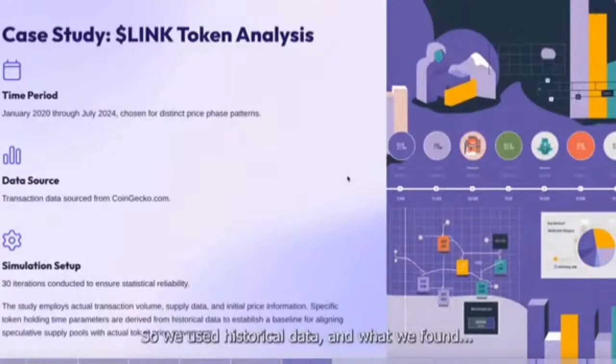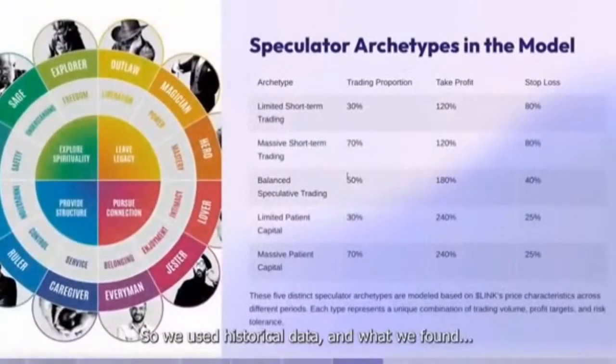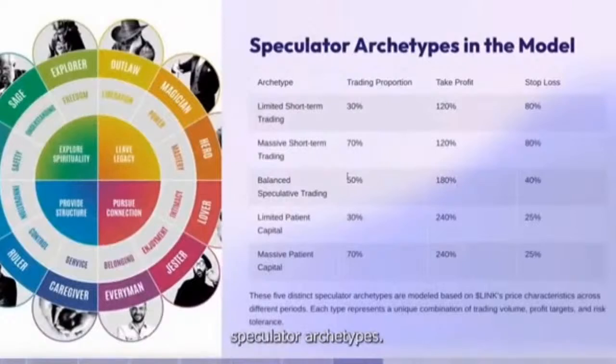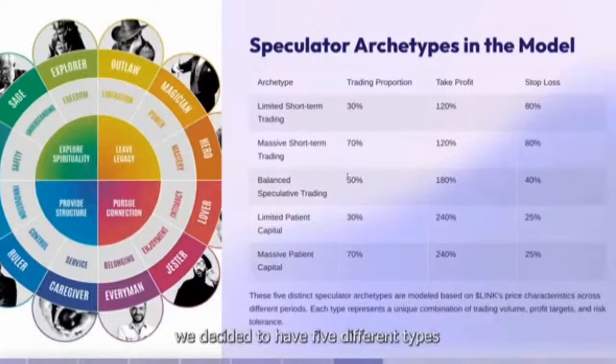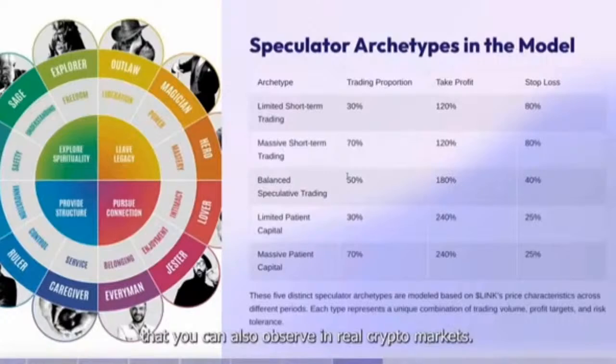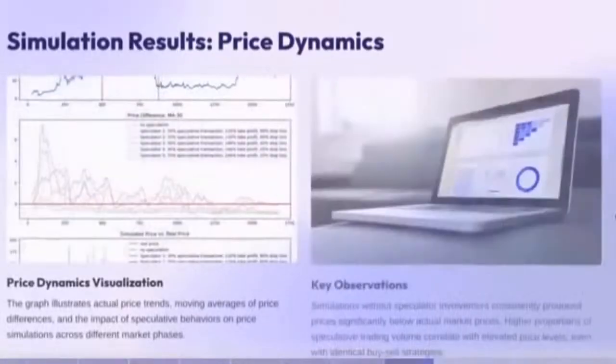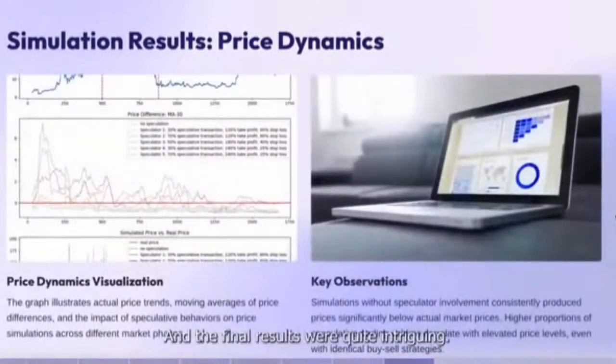So we used historical data, and we also used different speculator archetypes. Going back to the way the speculators were designed, we decided to have 5 different types that trade using different styles, different take profit thresholds, and different stop loss thresholds. And again, all these are behaviors that you can also observe in real crypto markets. And the final results were quite intriguing.